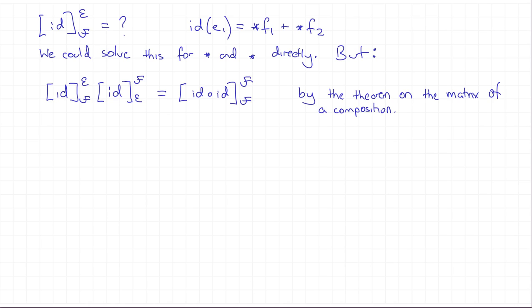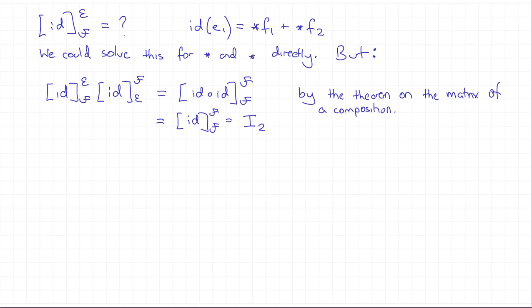That was a couple of videos ago, so you should review it if you've forgotten it. So of course the identity composed with the identity is just the identity. And we saw, again, a couple of lectures ago, that the matrix of the identity map with respect to the same initial and final bases is the identity matrix. So here we just get the 2 by 2 identity.